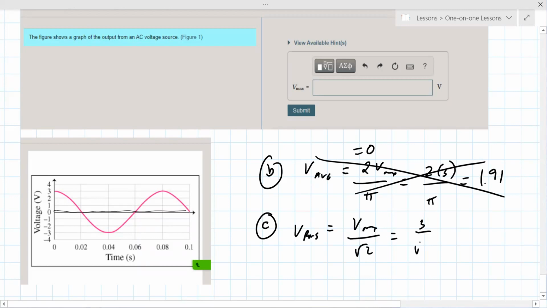Okay, VRMS is V max over the square root of 2. So that's 3 over the square root of 2. And that's 2.12-ish. 2.12 volts. That's correct. Okay, what is the period of the source? So the period is like how long does it take for it to return peak to peak? So the period is 0.08 seconds, it looks like.